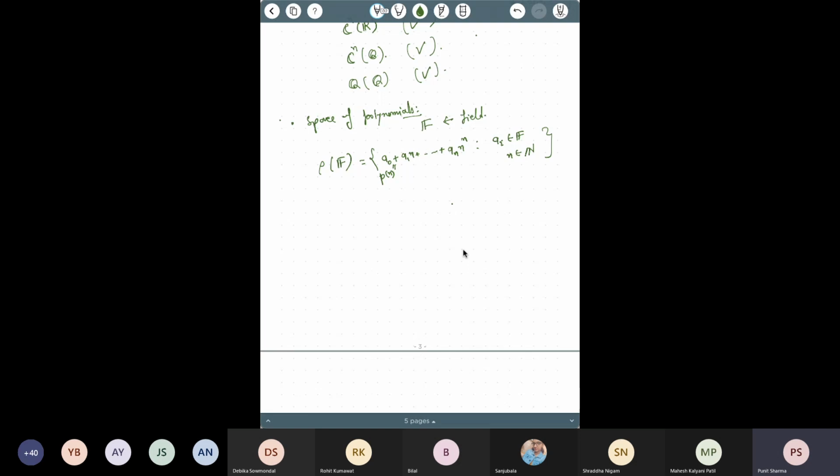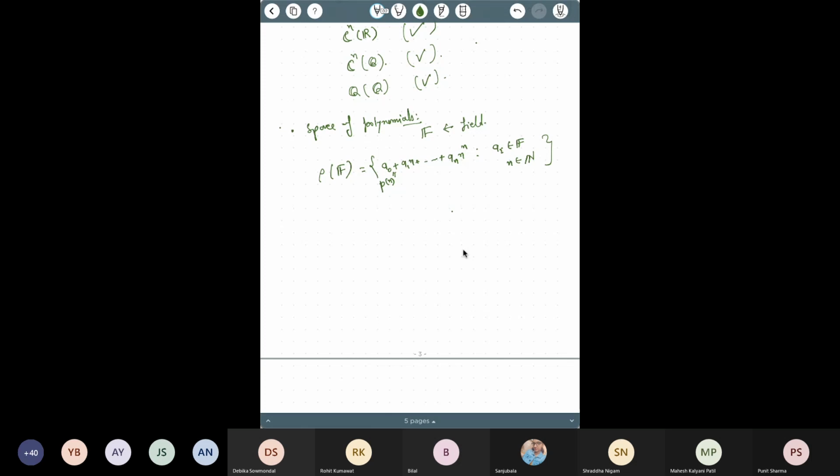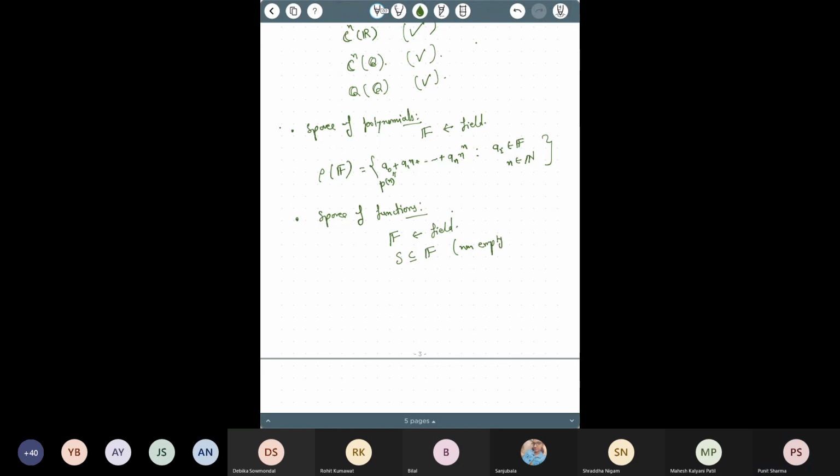So these are some standard examples. Let me write one more: the space of functions. We have seen the space of matrices and the space of polynomials. So next is the space of functions. Again, the same way, suppose that we have a field F. This is our field. And suppose that we have a subset S of F, let's say non-empty. This is a non-empty subset of F.